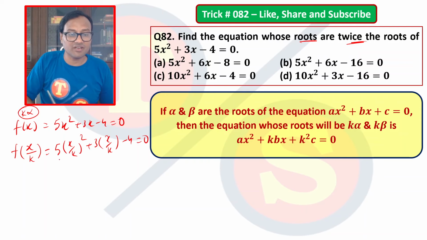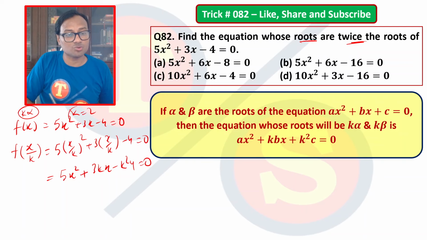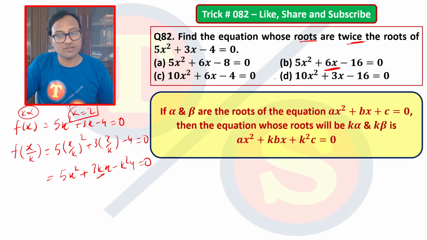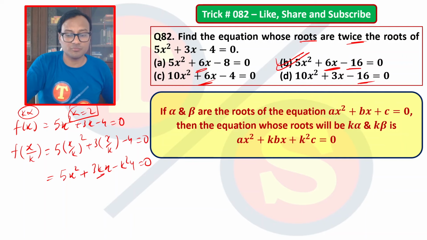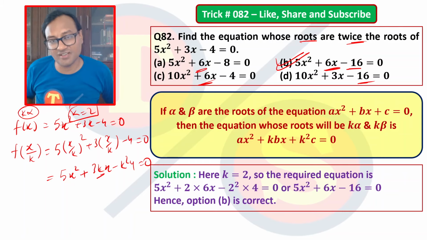The new equation whose roots will be this. So basically when I solve it, it will be 5x square plus 3 times kx minus k square into 4. Here the value of k is 2 in this question. So 2 into 3, the middle term will become plus 6x. And the last term, k square, 4 into 4 is 16, so it will be minus 16. So basically answer option B is the correct answer. This is how we can solve it very easily.